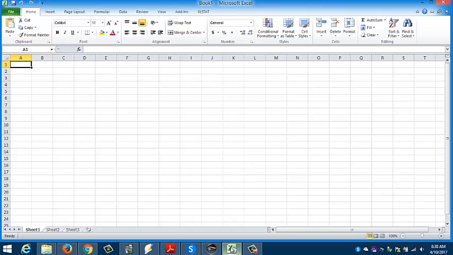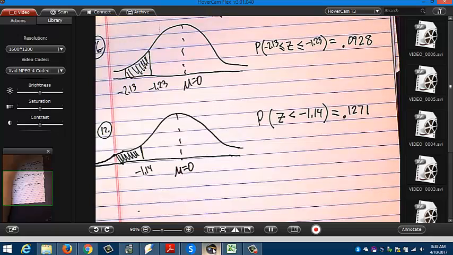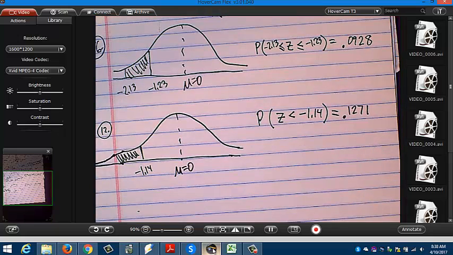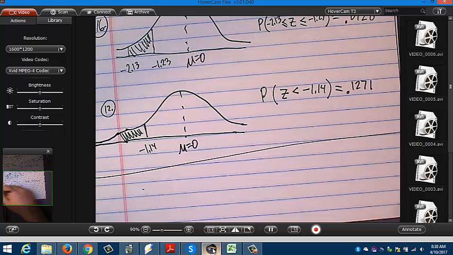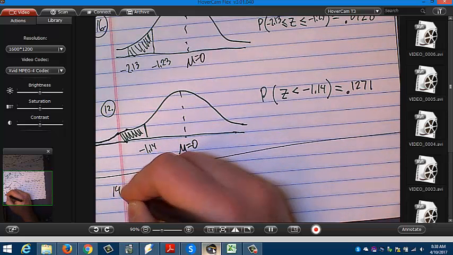Oh, I better write down the problem. While you guys are launching Excel, I still have to write down the problem. I didn't do that yet. All right, so from the group work, we're doing number 14.